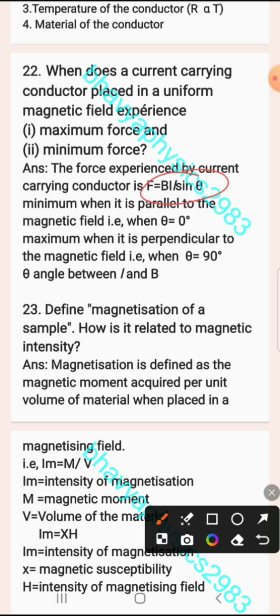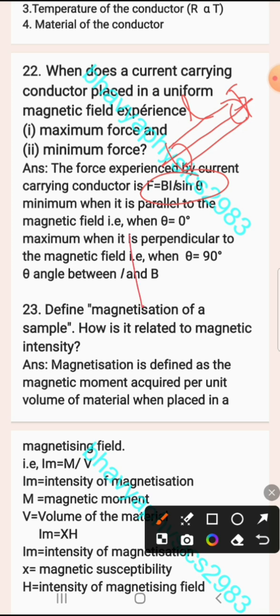See, one thing is it depends on the magnetic field. Another one is the length of the conductor, another one is the current which is flowing through the conductor. One is length of the conductor, another one is current, and it is placed in a magnetic field. And another one is the angle theta between length and magnetic field.